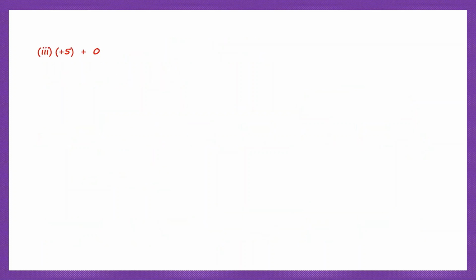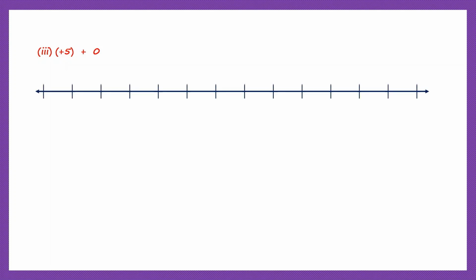Question 3. Plus 5 plus 0. So first the number line, and then we start with 0. We have all the positive numbers to the right. So let's write plus 1, 2, 3, 4, 5, 6. You can stop. If you need more, you can write more. 2, 3, 4, 5. Okay, we'll stop with that.